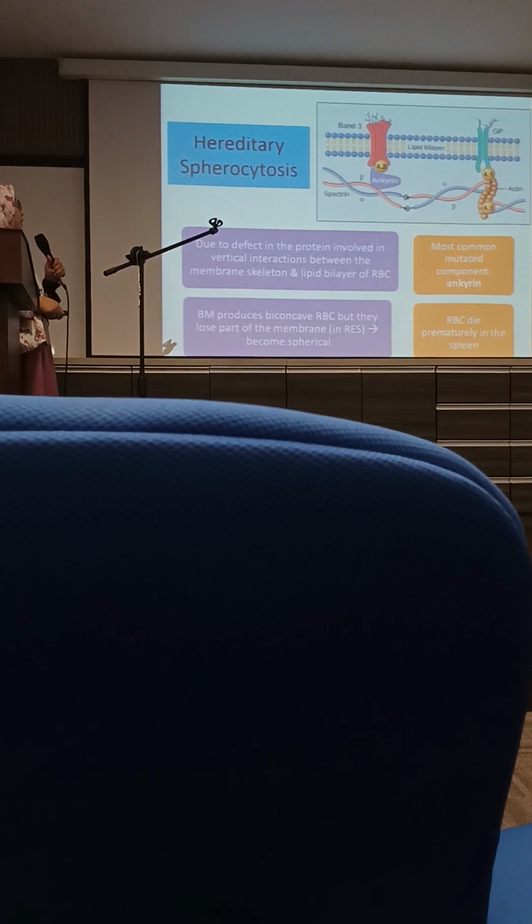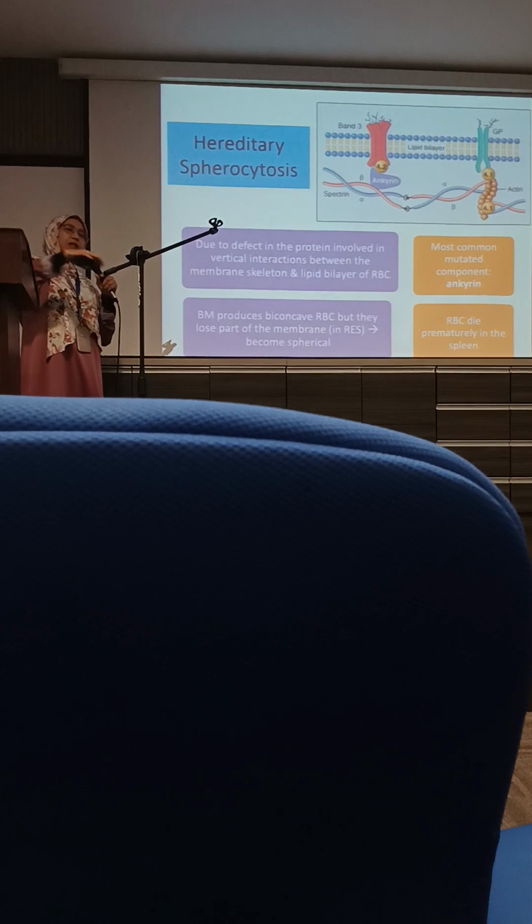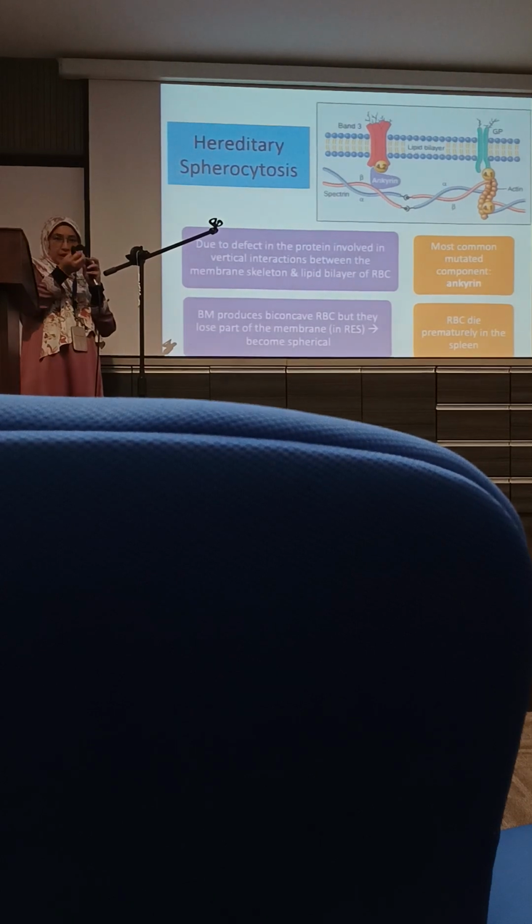And it will lead to bone marrow producing biconcave red cells, but they will lose part of the membrane when they pass through the spleen. At first it is biconcave, but the blood passes through the spleen. When the cell is abnormal, the spleen will take part of the membrane. And after some time, the cell becomes spherical. And the red cell will die prematurely in the spleen because it can no longer fold to enter the capillary. So it will be destroyed.